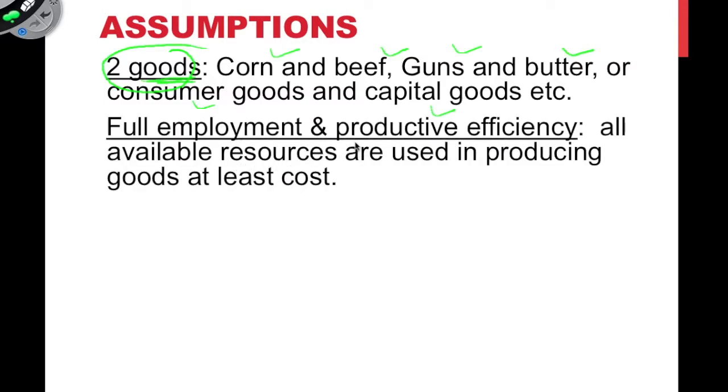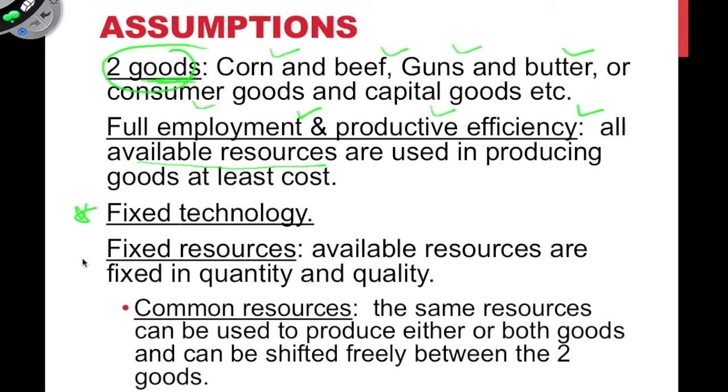The efficiency part of it: we're assuming that all the resources that we're using are used efficiently. So if you remember the efficiency that we talked about, it's full employment plus productive efficiency. This PPF, or production possibility frontier, is like a snapshot in time. So the technology is fixed, whatever is available at that time, and the resources are also fixed, whatever is available at that time. The resources, though, are common in the sense that they can be used to produce either good that we are working with.